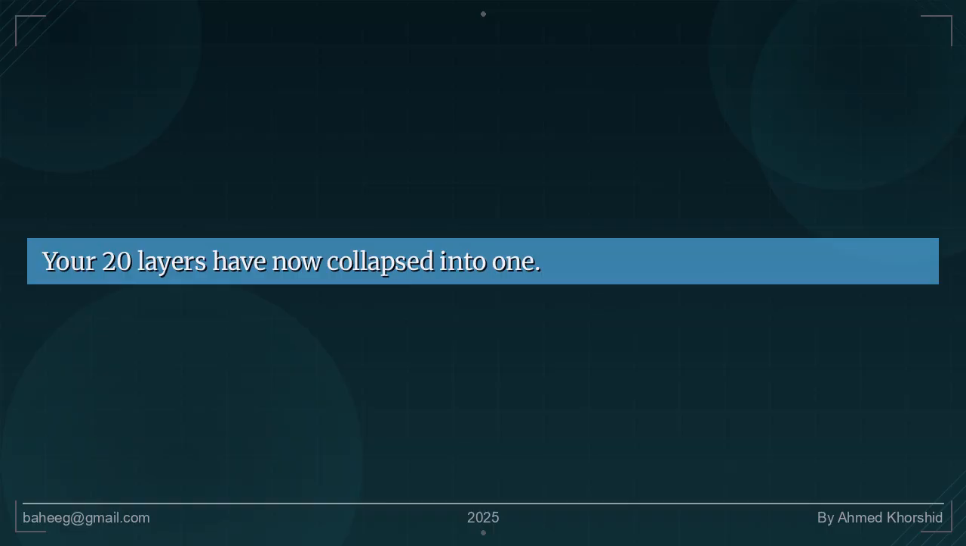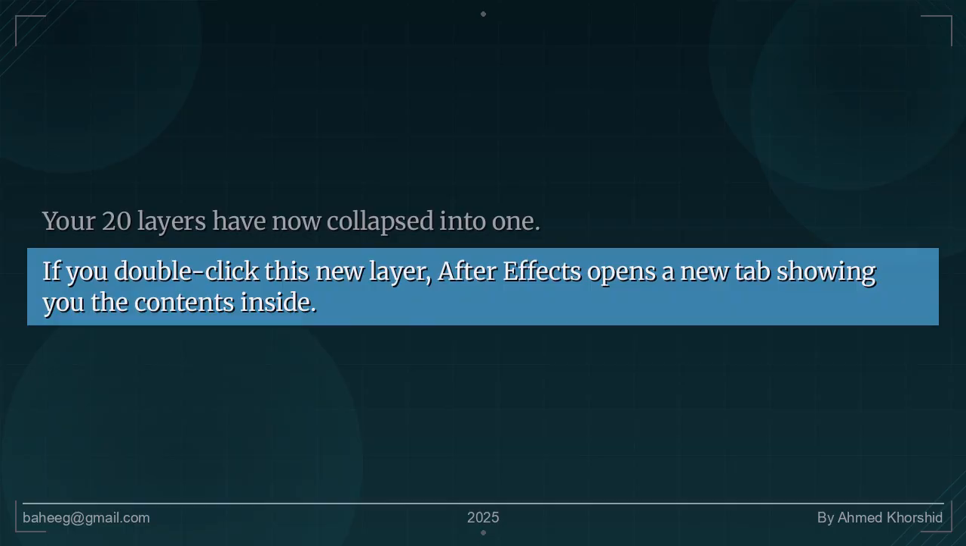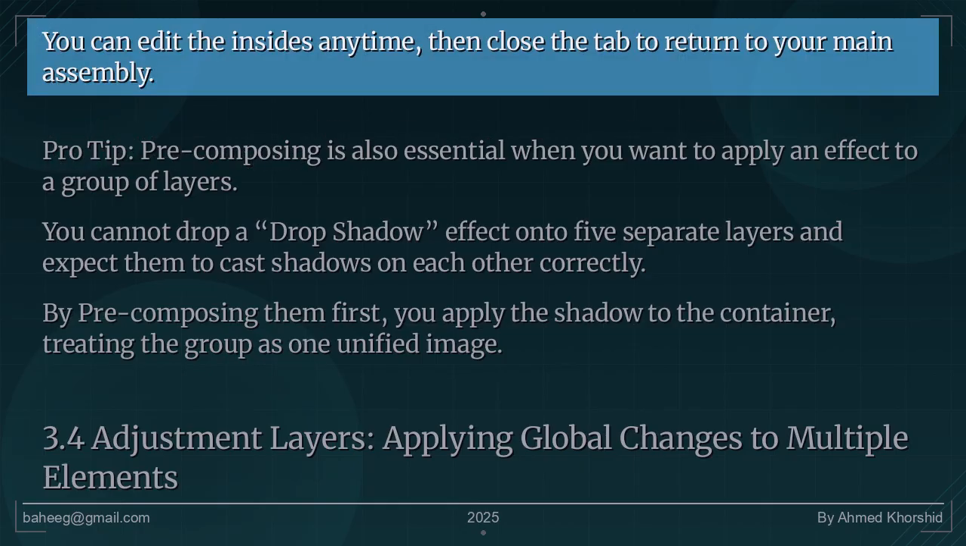Your 20 layers have now collapsed into one. If you double-click this new layer, After Effects opens a new tab showing you the contents inside. You can edit the insides anytime, then close the tab to return to your main assembly.